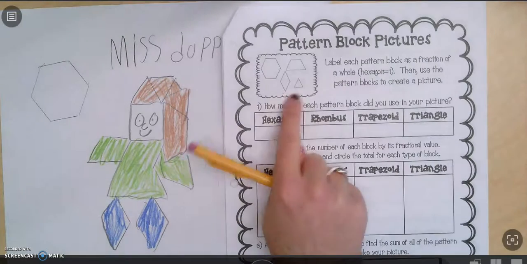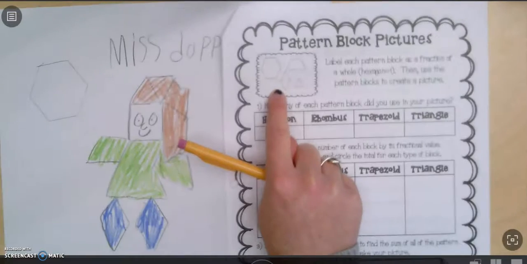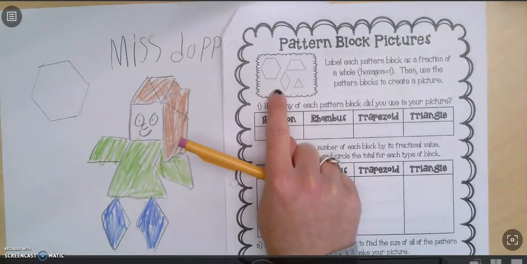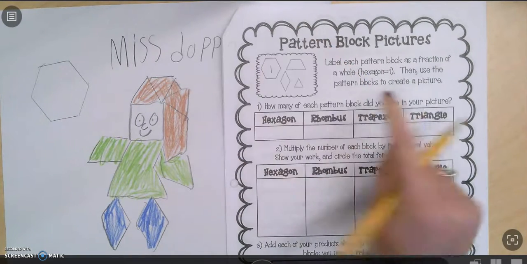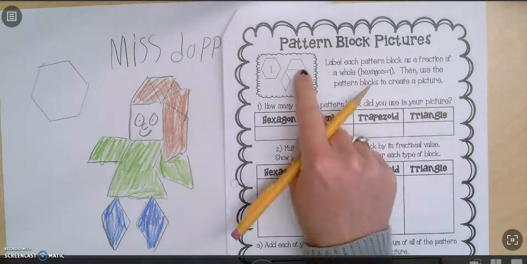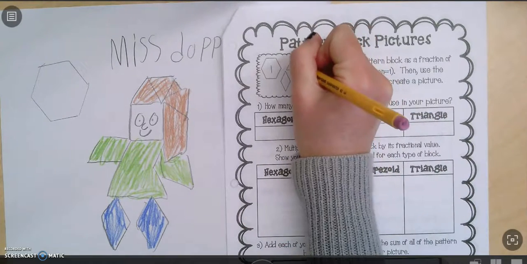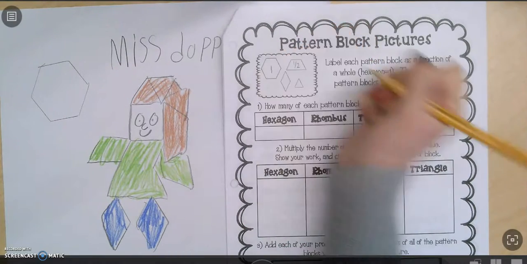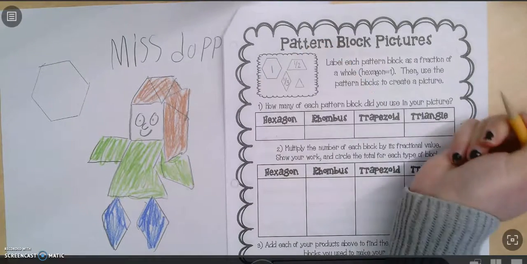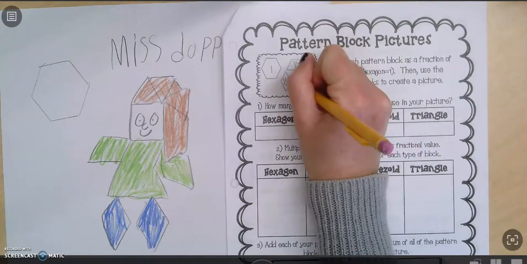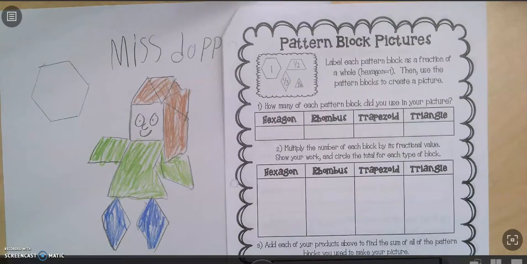So if you remember, up here at the top, we want to label each pattern block as a fraction of a whole. This is just like what we did in class a couple weeks ago. So we know that a hexagon is equal to 1. It tells me that right here, which means if a hexagon is 1, the value of a trapezoid is 1/2. The value of the blue rhombus piece is 1/3, and the value of a green triangle is 1/6.